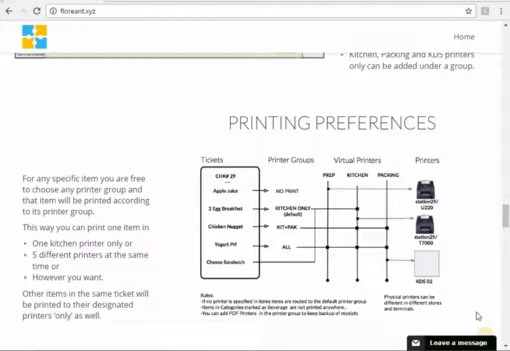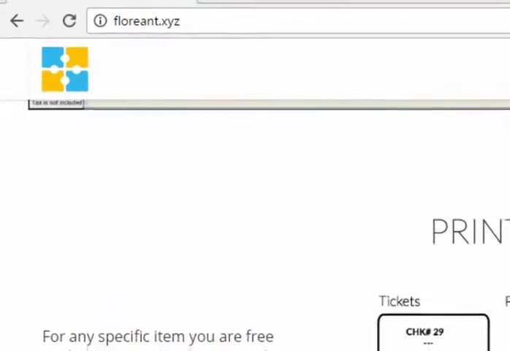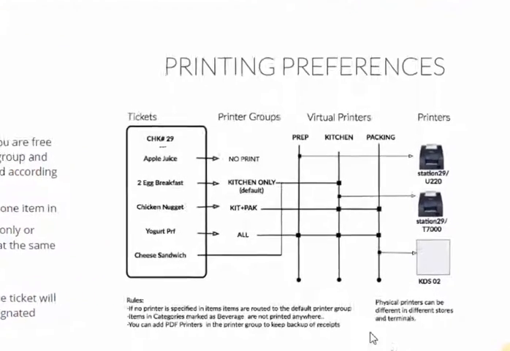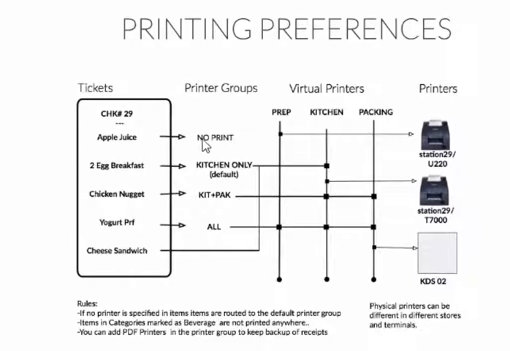Today we're talking about printer preferences and how you can set up your printer and your POS to dispatch the different items to where you want them to go. As you see here, we have the apple juice, which we won't print. We have the two egg breakfast, chicken nugget, yogurt, and parfait.